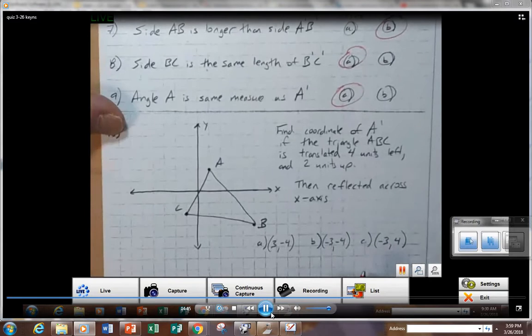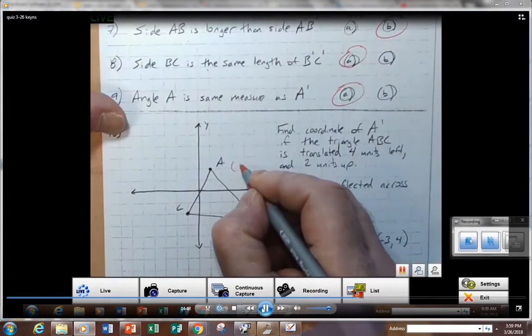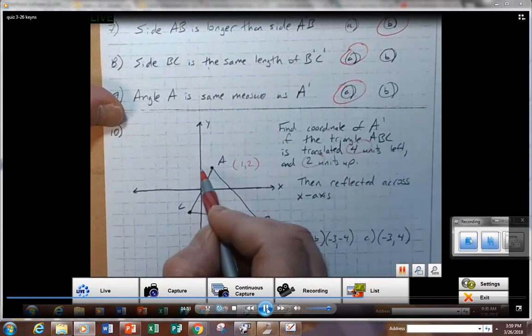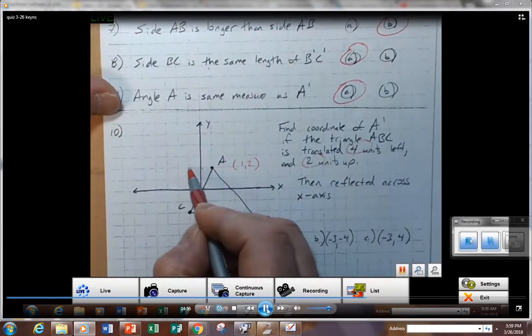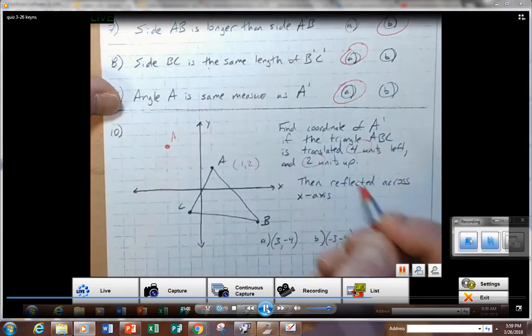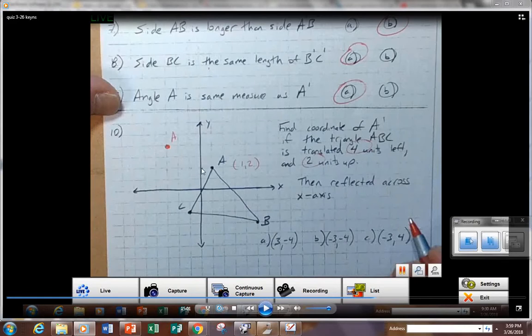All right, number 10. This one, you could move the whole triangle or just focus on point A is what they want you to do. So I'm moving this 4 to the left, 1, 2, 3, 4, and then up 2. That's where the A point is after just the translation. Left 4, up 2. But again, the second thing I'm having you do is reflect over the x-axis. So if this is 4 boxes above, the point A after that reflection is going to be 4 boxes below. It's going to be right here. And that's where I get the point -3, -4.